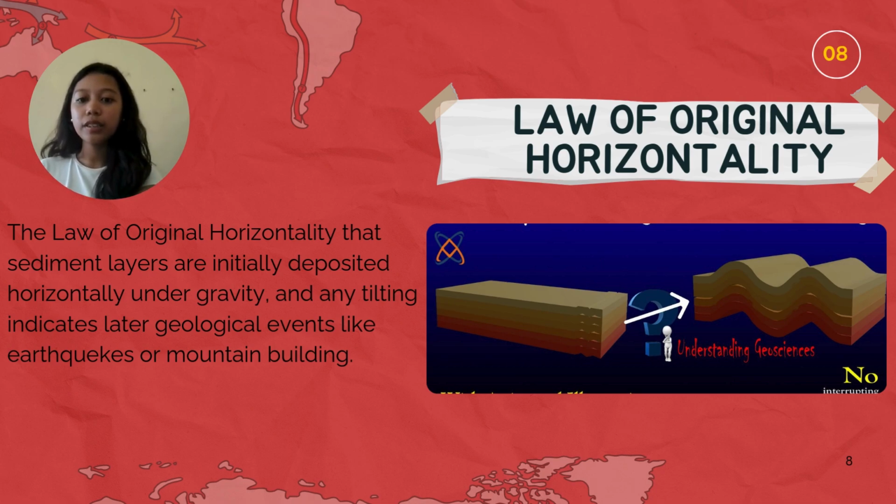This law states that layers of sediments were originally deposited horizontally under the action of gravity. It suggests that all rock layers are originally laid down horizontally and can later be deformed. This allows us to infer that something must have happened to the rocks to make them tilted. This includes mountain building events, earthquakes, and faulting.